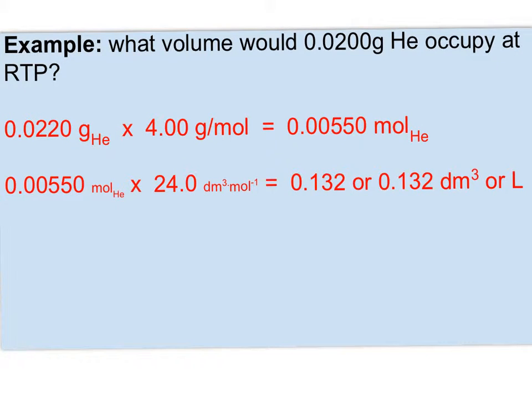What volume would 0.0200 grams of helium occupy at STP? So I have to go ahead and convert my helium into moles. And once I have my moles, because it's at RTP, I can multiply by the 24 liters per mole. And I see that 0.02 grams of helium would occupy 0.132 liters or decimeters cubed.